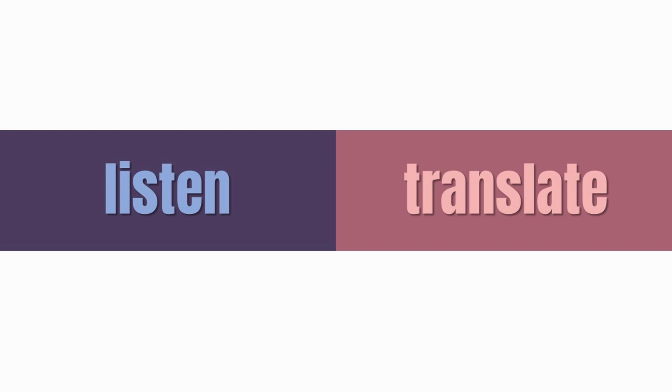Now this is the final step. Listen to these English sentences and translate them into Chinese. You can type wherever you like. The only thing important here is that you really do it, so don't skip it. Now listen to the sentences and translate them into Chinese.